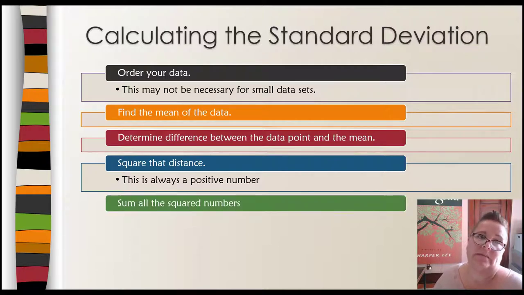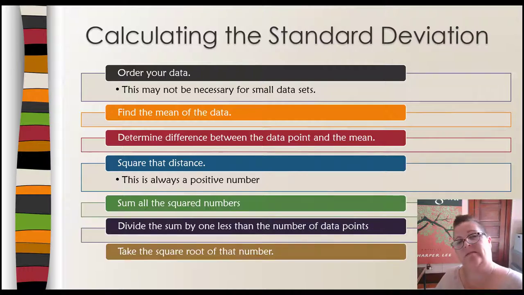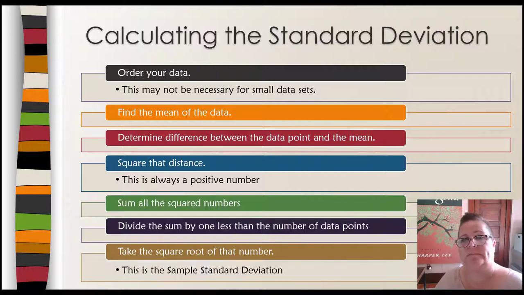All right, this is where our sigma comes in, that Greek E looking letter. Now we're going to add up all of these squares. Every number that you squared is going to get added up. Once we have that sum, we're going to divide by 1 less than the number of data points, and then we're going to take the square root. Again, that is your standard deviation.